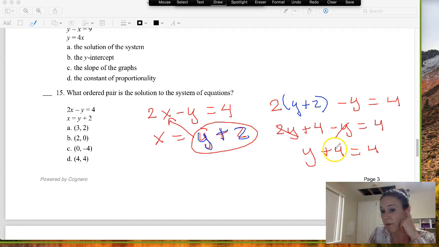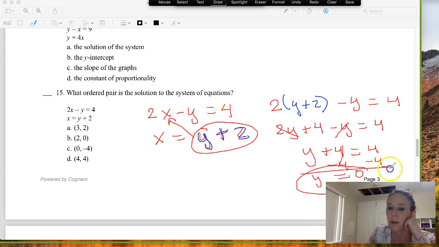Now I can get rid of the 4 because I want to solve for y. So I subtract 4 from both sides. And I'm going to end up with y equals 4 minus 4, which is 0. y is 0. So I found the y point. Now I have to figure out the x point.